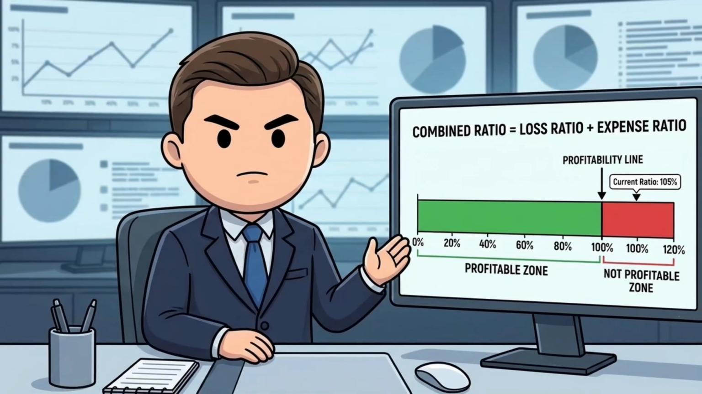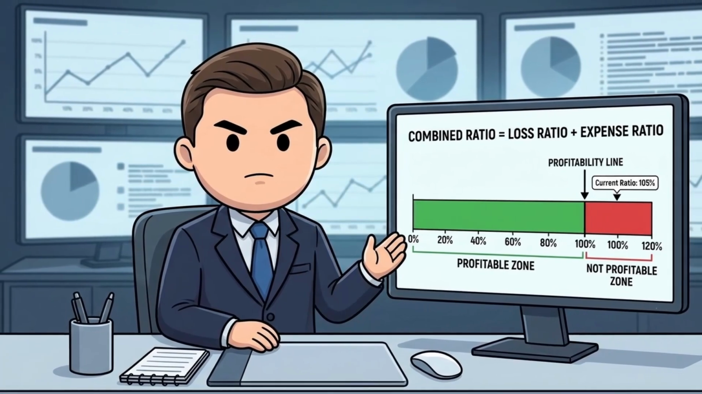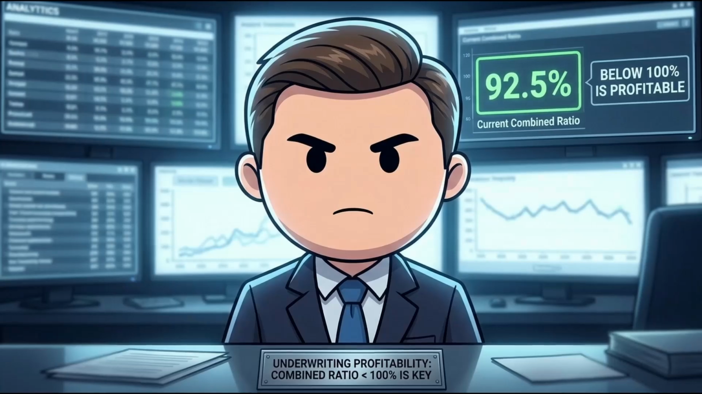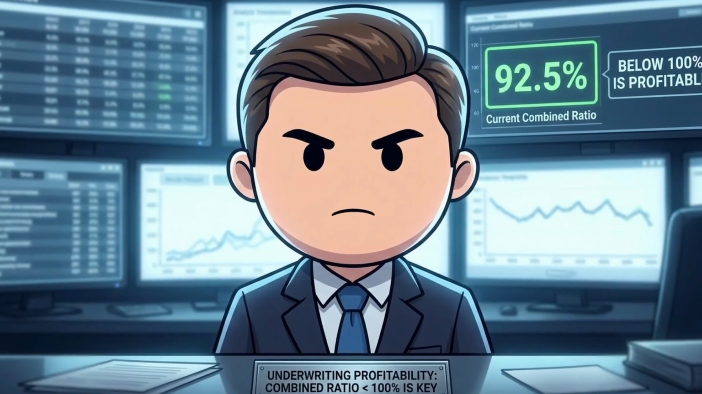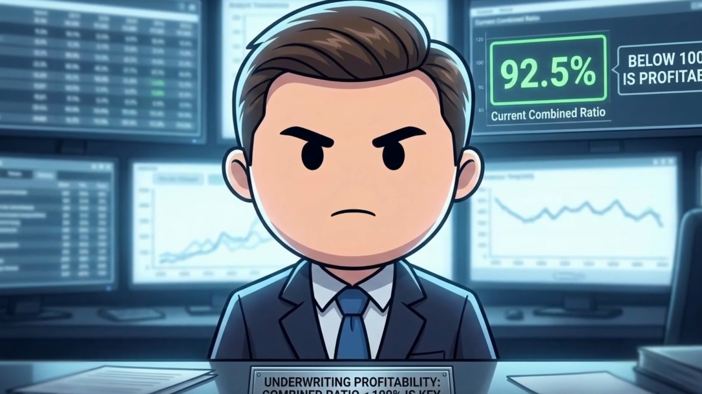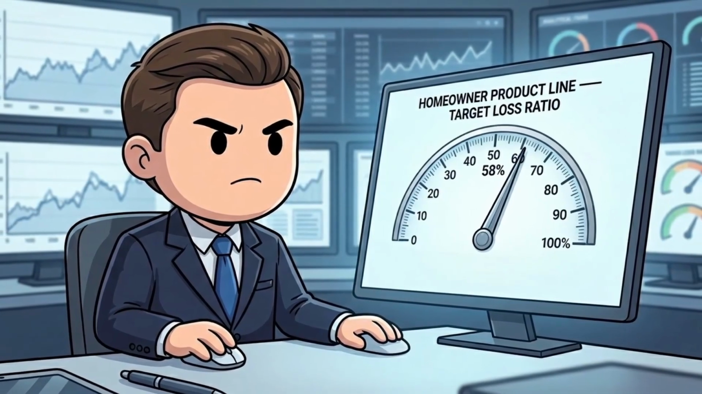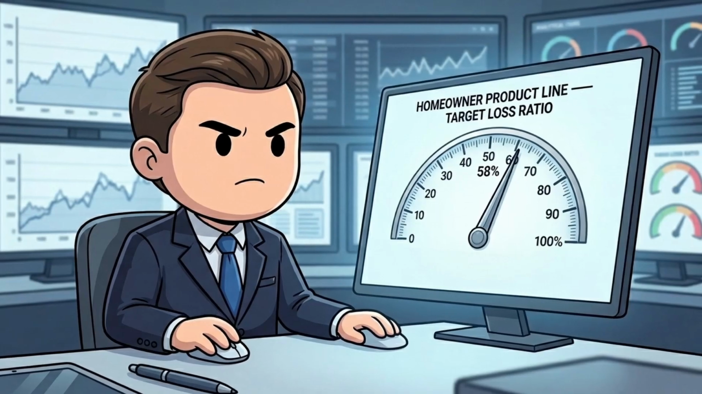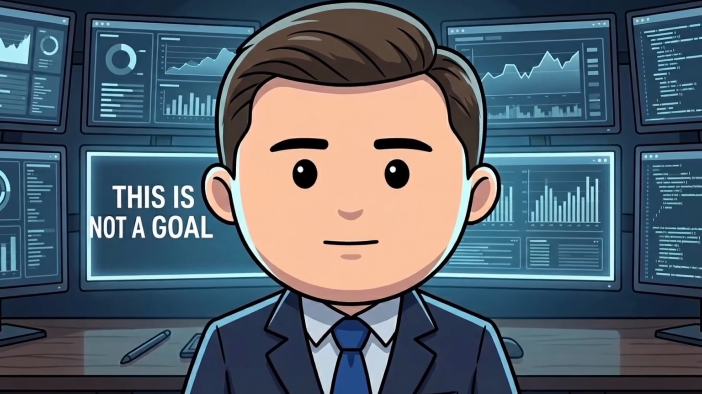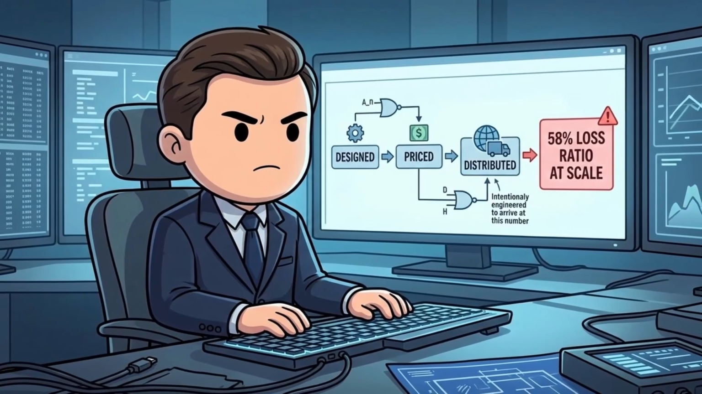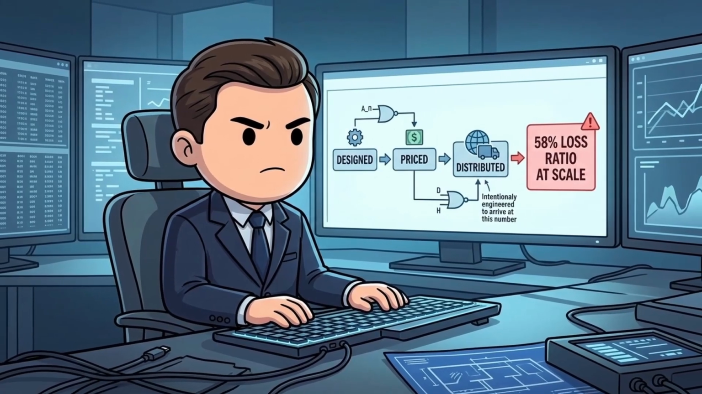The combined ratio, loss ratio plus expense ratio, determines whether the company is profitable on its underwriting operations. A combined ratio below 100% means the company is profitable on underwriting. Above 100% means it is not. The target loss ratio for the homeowner's product line you are responsible for is 58%. This is not a goal, it is a design parameter. The product is designed, priced, and distributed in a way intended to produce a 58% loss ratio at scale.